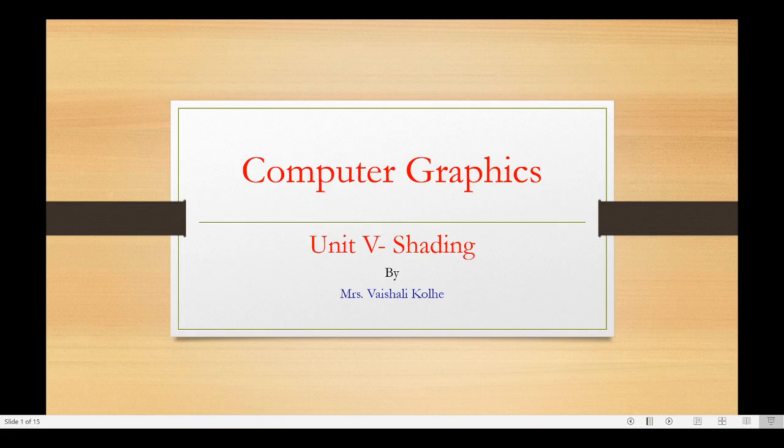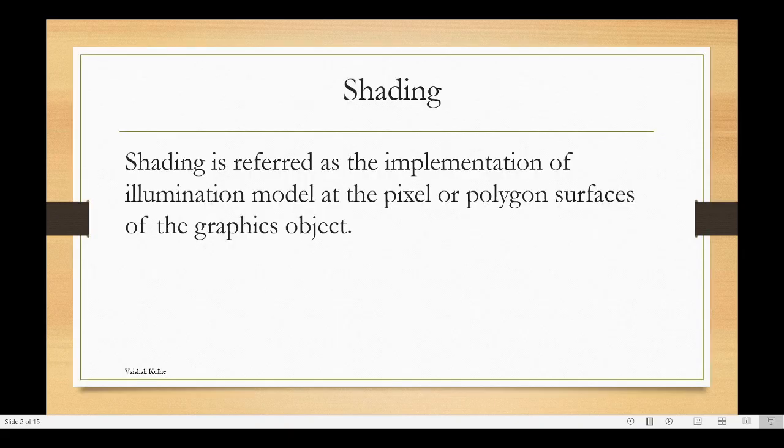Hello everyone. Today we'll see the concept of shading. In the last video we saw the concept of illumination model. So the same concept we are going to use in the shading algorithm. Now what is meant by shading? Shading is referred to as the implementation of the illumination model at the pixel or polygon surfaces of the graphics object.